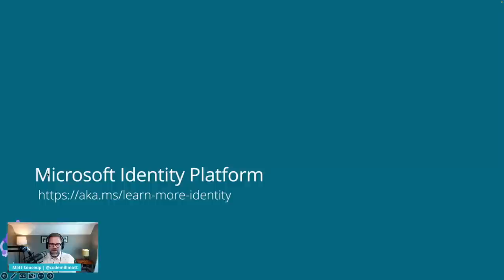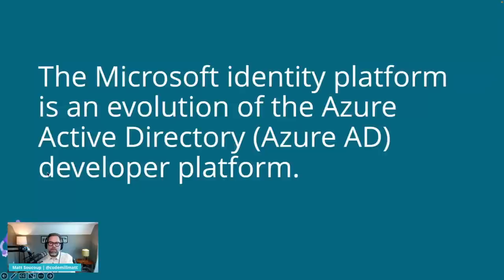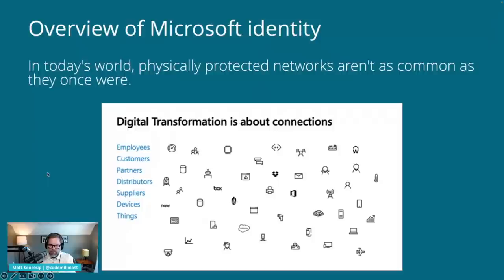All right, so what is the Microsoft Identity Platform? It's an evolution of the Azure Active Directory developer platform. So really it's just the next iteration of it, and it's better and it has a whole lot more to it. So let's think about where everybody's coming from. Right now we're not just locked in. We don't just go into the office and they lock the door and we're just using our computers inside a room, like in Severance, where you have to go down the elevator and that's it.